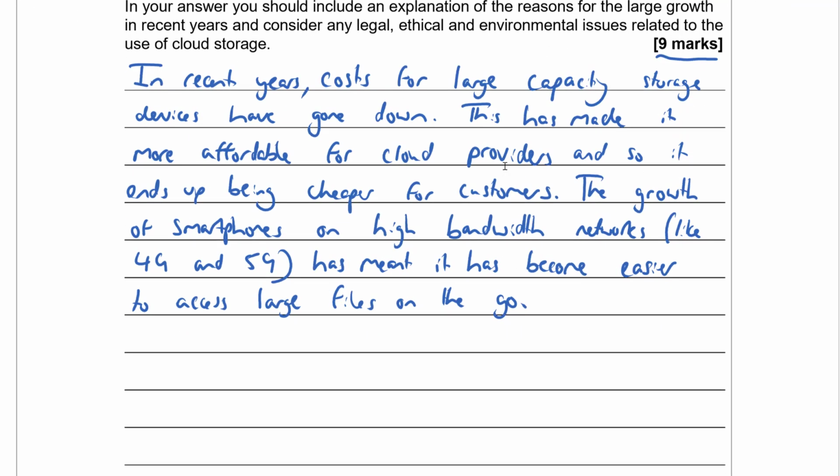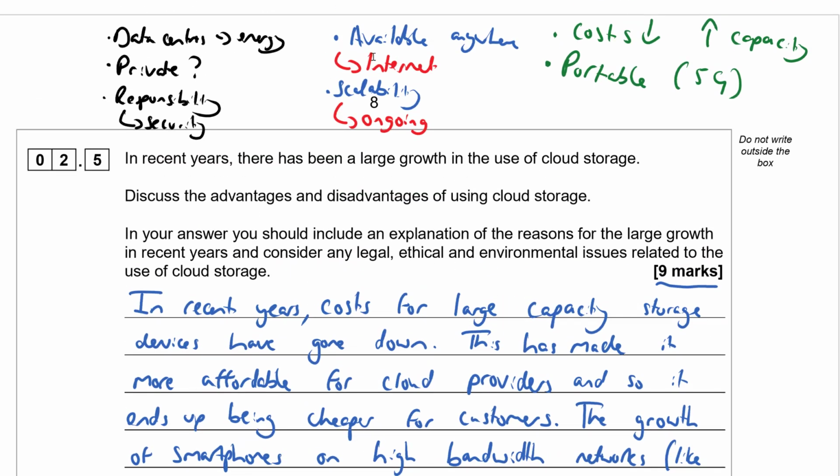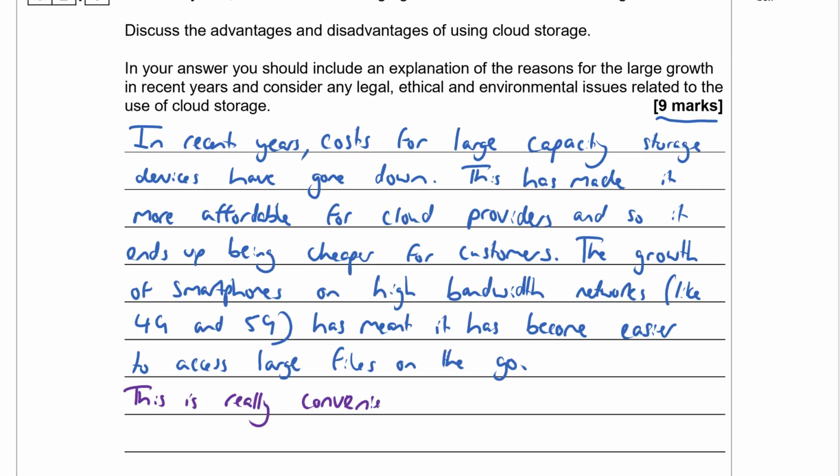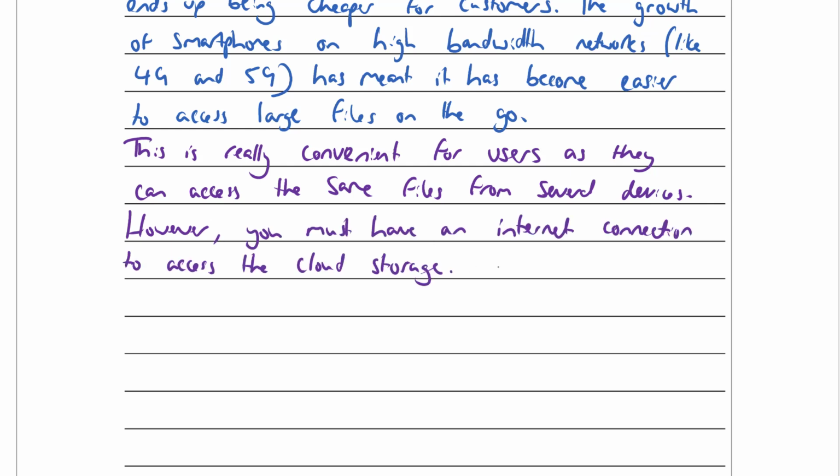But I can link this quite nicely into benefits for customers. So let's switch colors to demonstrate this slight mood shift. Where can we start? What did I say in my little plan? So available anywhere, which is really convenient for customers, although perhaps users is a better word at this point actually. Why is it convenient? Well, let's say they can access the same file from several devices. However, and let's link this to a negative point, you must have an internet connection to access cloud storage. And let's say this may not be possible, especially in rural areas.